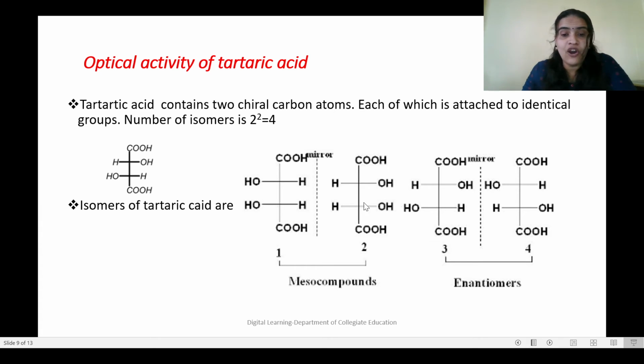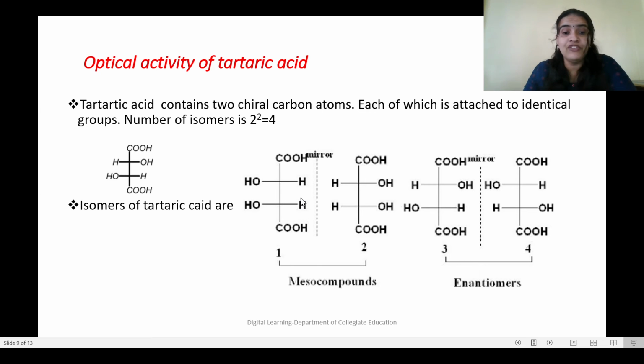How about the plane of symmetry in these molecules? They have a plane of symmetry. If you draw a line in the middle, the top is the exact mirror image of the bottom. Exactly the same in the case of the second molecule also. So these two have a plane of symmetry. So they are not enantiomers.